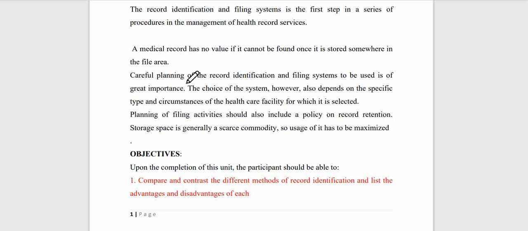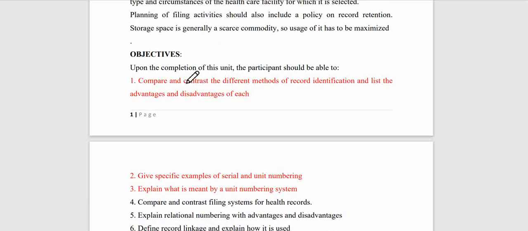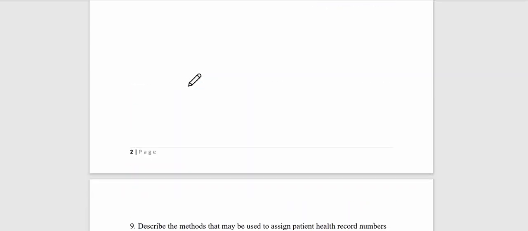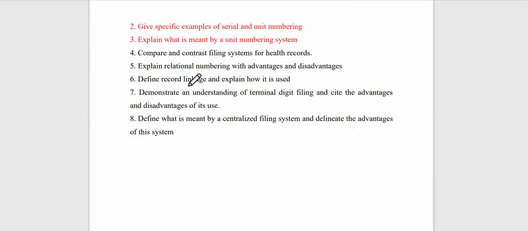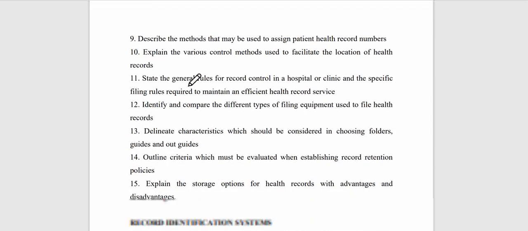The choice of the systems that you will be using in your healthcare facilities will depend on the specific circumstances of the healthcare facility for which it is selected. First of all, it depends on the level of the healthcare facility. You cannot compare a health center 2 with a health center 4 in terms of capacity and the services provided. We have some objectives here, but I want you to take note of them. Find time to revise those objectives in your own free time.